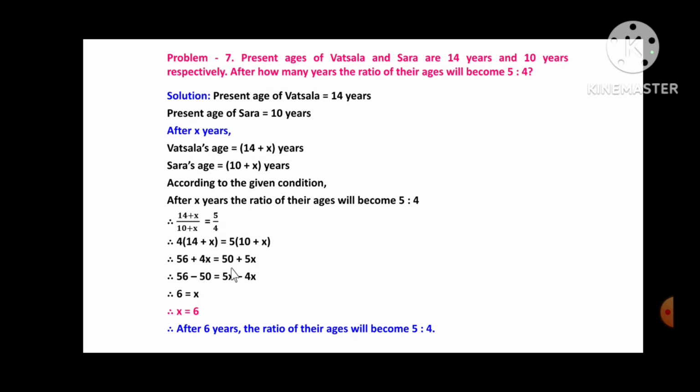Therefore 56 minus 50 is equal to 5x minus 4x. 50 brought to the left hand side, 4x goes to the right side, their sign will change. So 56 minus 50 is 6 and 5x minus 4x is x. Therefore x is equal to 6. Means after 6 years the ratio of their ages will become 5:4.